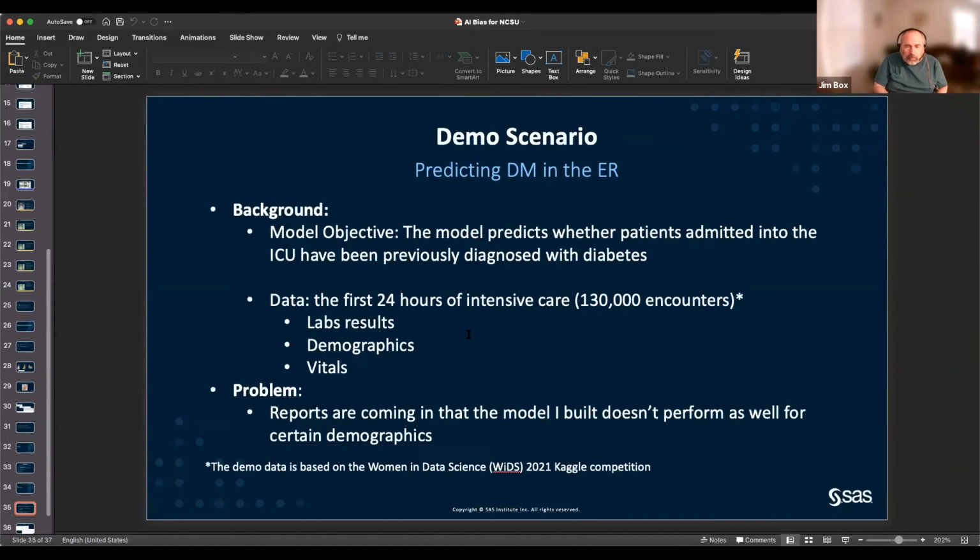So we build this model, and then we get some information coming in that the model that we built didn't perform well for some groups.